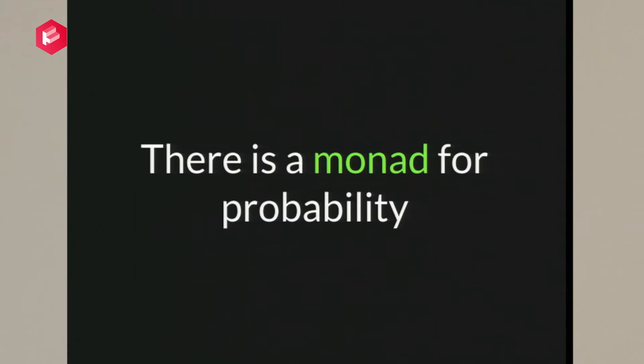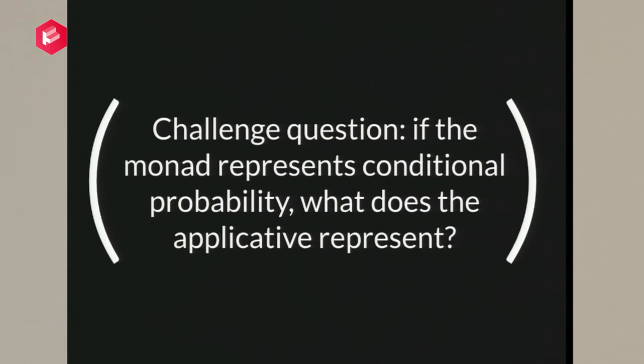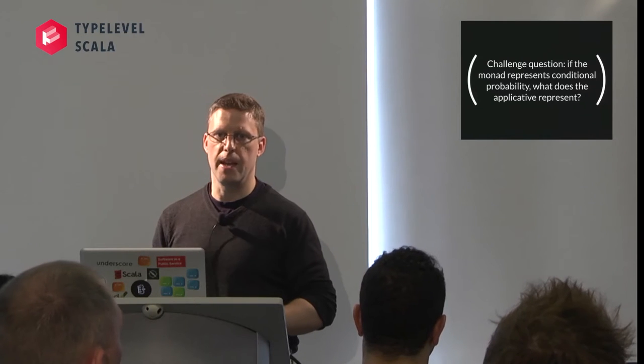Okay. Flat map. So this is flat map, and this tells us that there is a monad for probability. And this is the most important thing that I want you to take away from this talk. There is a monad for probability, which means you can take probability distributions and you can apply all of your favorite functional programming tricks with monads to them. And away we go. Sort of a challenge question. If the monad, you know, flat map represents conditional probability, what does the applicative represent? Anyone like to take a punt on that? You don't have to.